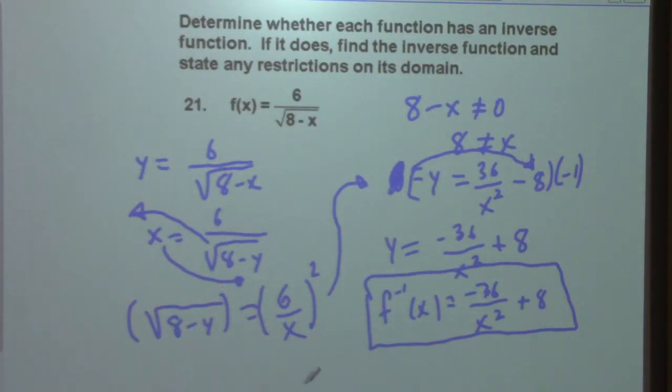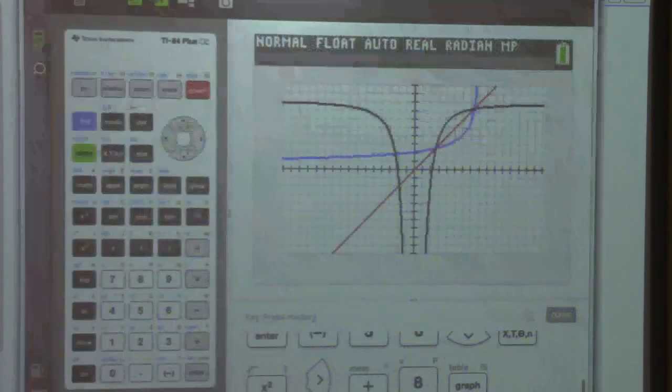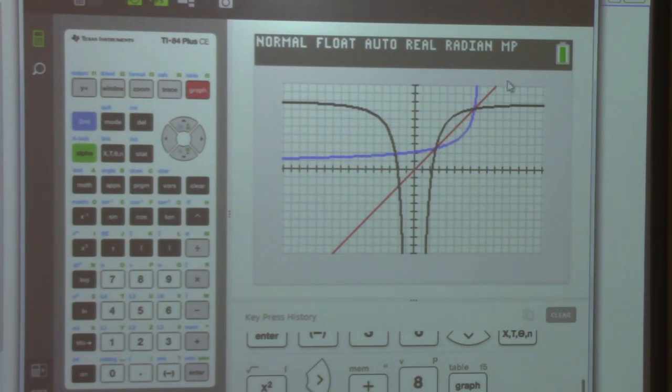So that governs our domain restrictions. So our domain is going to have to be for x greater than 0, less than infinity. Because that means that we just have this piece on the right, this black one here, okay?